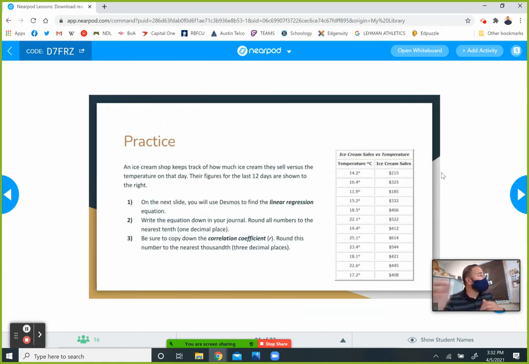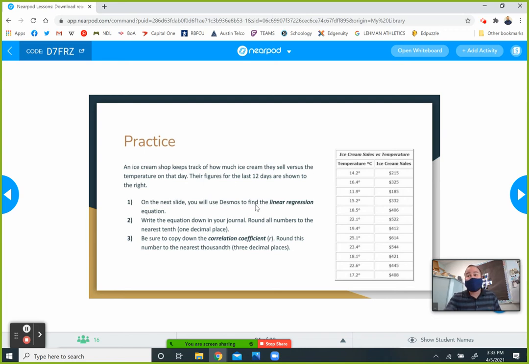So take a look at the screen that you have here. I'm gonna do what I did last time. I'm gonna minimize this and leave the picture of the ice cream sales. Here's an ice cream shop that's tracking how much ice cream they sell versus the temperature on that day. The temperature's in Celsius, so I know that's not what you guys are used to. The X value on the left side is the temperature, and the Y value is the ice cream sales.